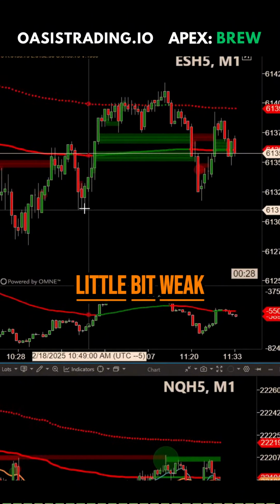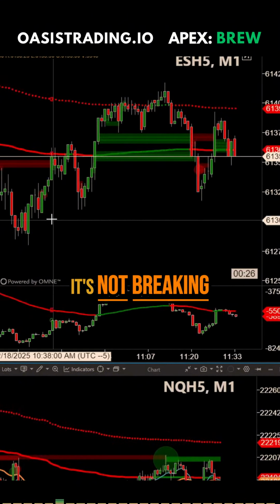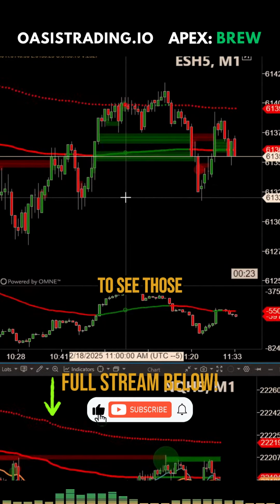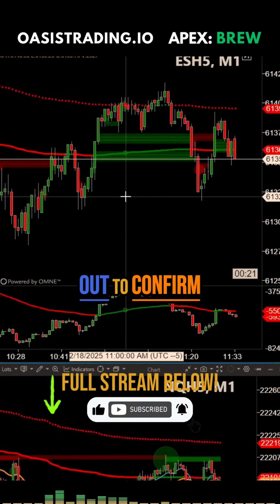A little bit weak because yet again, it's not breaking those prior lows. You do want to see those lows get taken out to confirm that sell pressure.